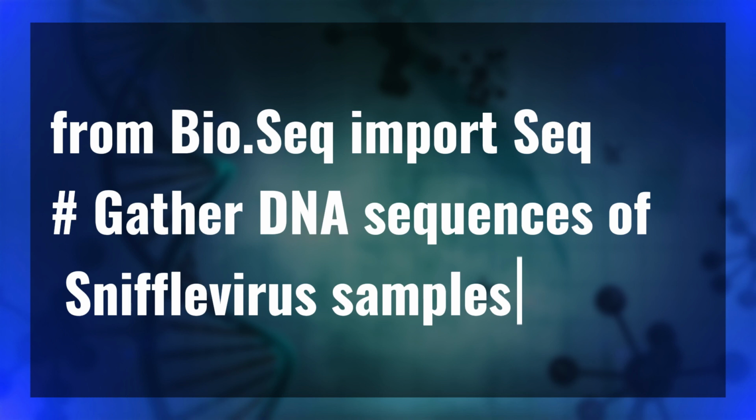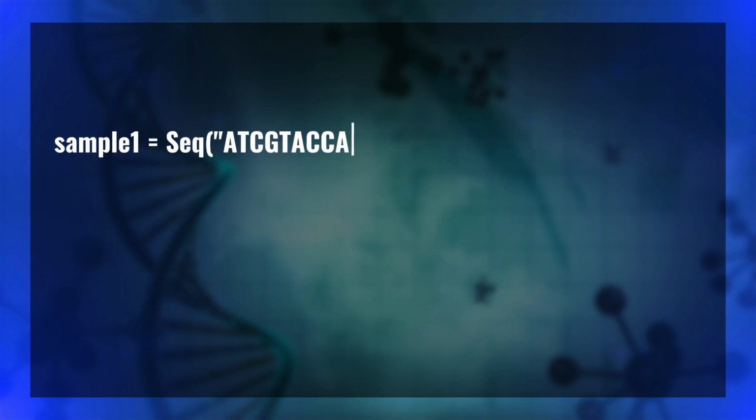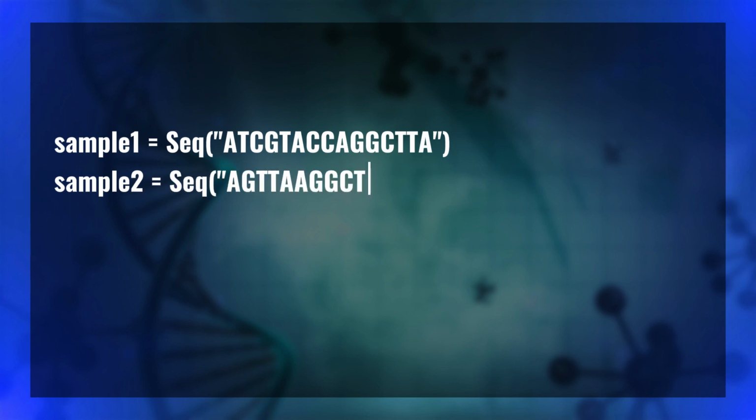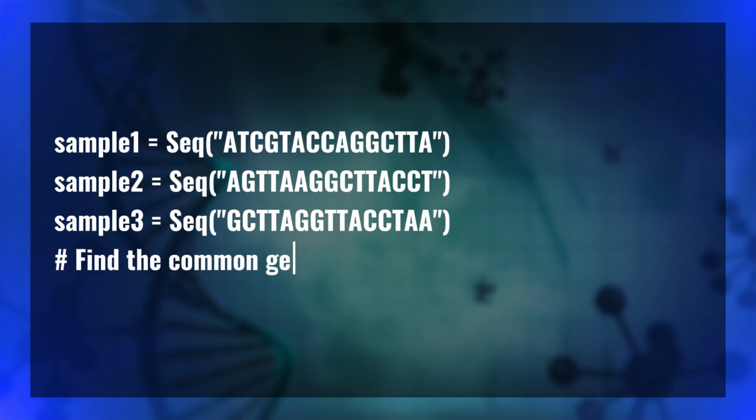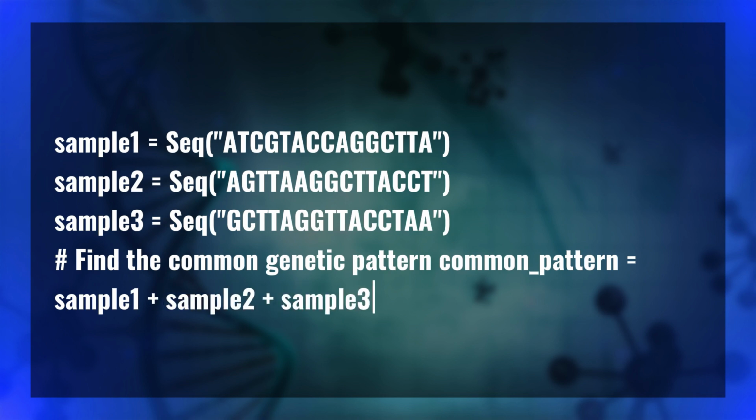After that, we are going to gather DNA sequences of sniffle virus samples. Supposedly, we have 3 samples. For sample 1 we again write a sequence with Seq. Remember, S is in capital, and suppose sample 1 is A T C G T A C C A G G C T T A. Just a random demo sample that we are giving you. Similarly, for sample 2, we have A G T T A A G G C T T A C C T. Again a sample. And sample 3 is G C T T A G G T T A C C T A A.